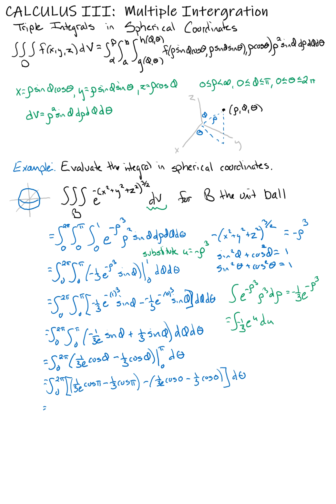All right, well, let's see. Cosine of pi is -1. Cosine of 0 is +1. Putting all of that together, combining like terms, what do we get? Looks like we get -2/3e plus 2/3.